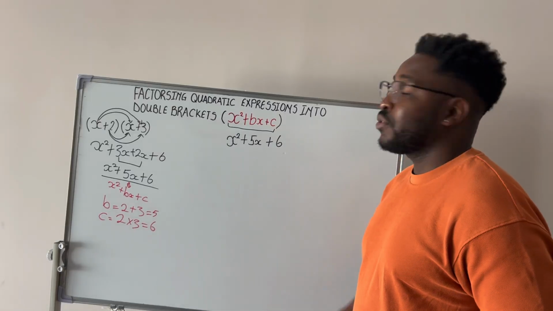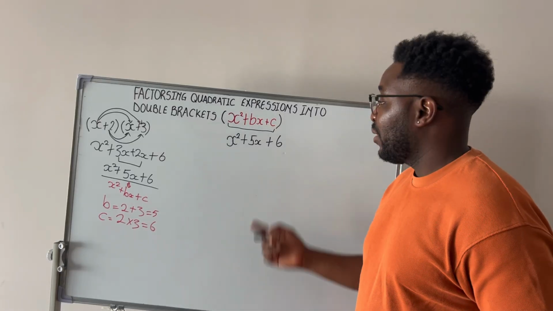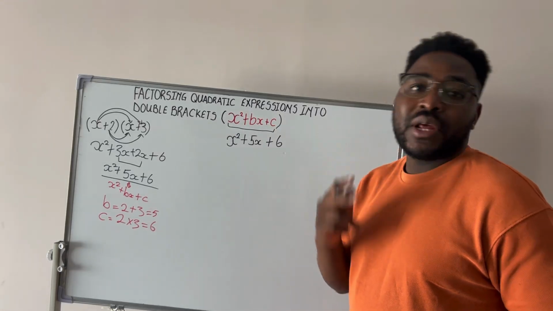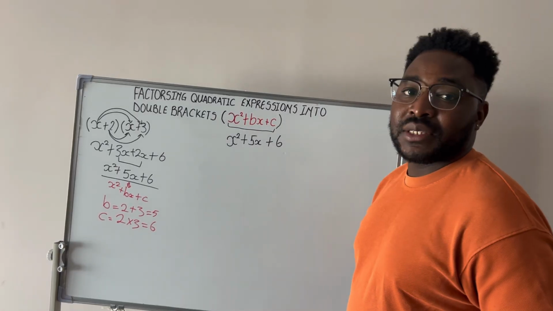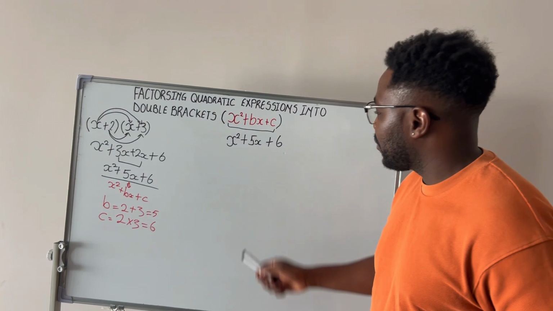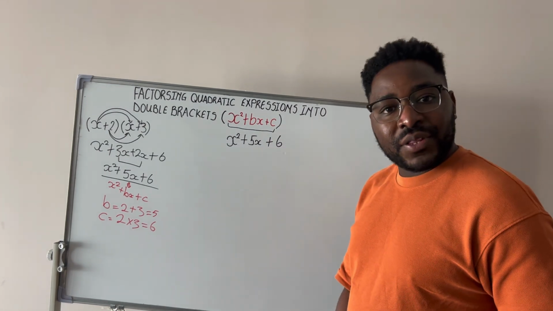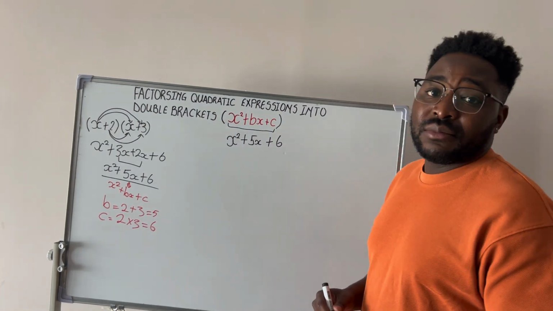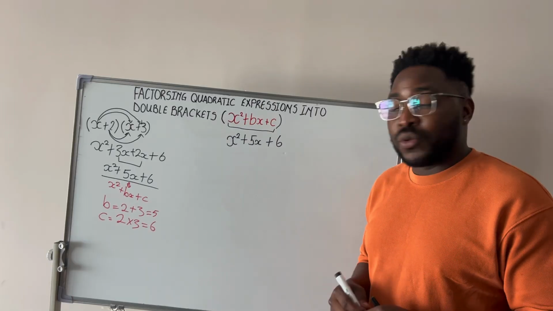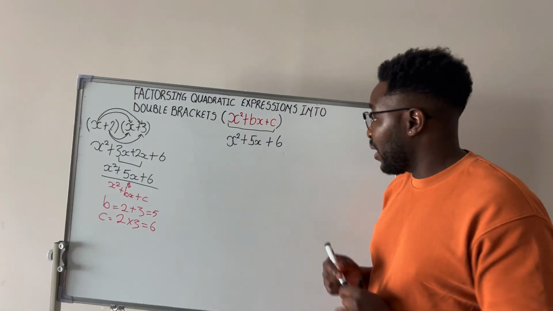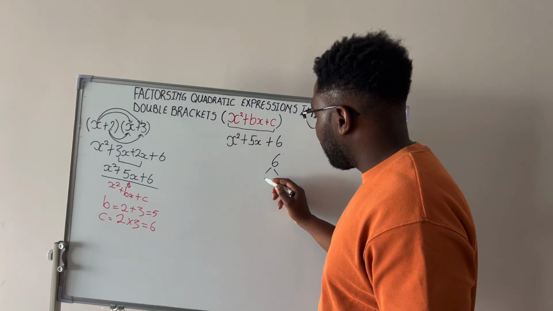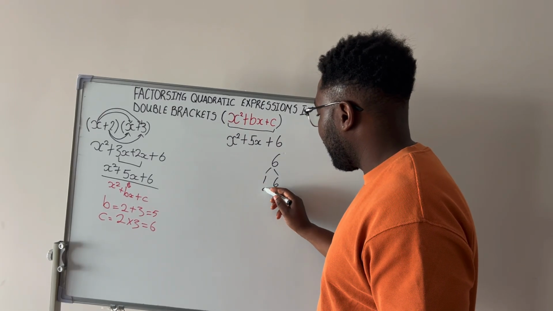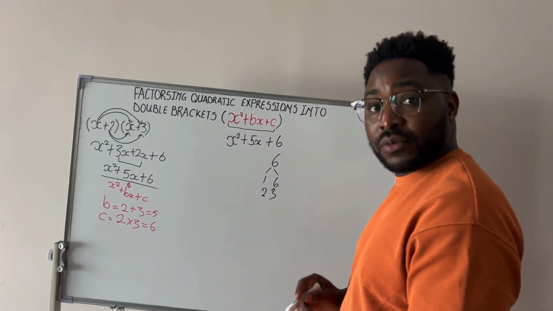So how are we going to factorize this expression now? Remember, we are looking for two numbers that when we multiply them give us positive 6, and when we add those same two numbers, they should give us positive 5 over there, right? In simple terms, we're talking about factors of 6, right? So let me drop down my 6 over here. Factors of 6, we're talking about 1 by 6 and 2 by 3, right?